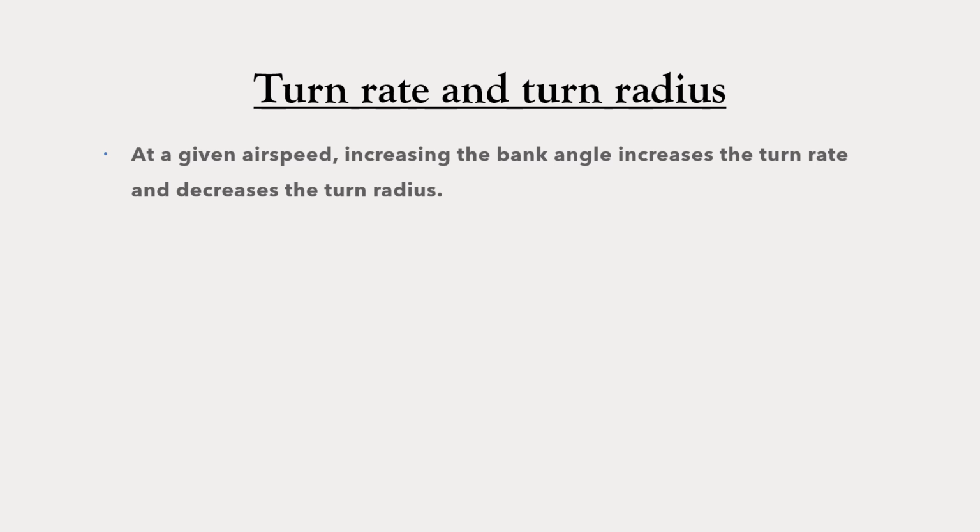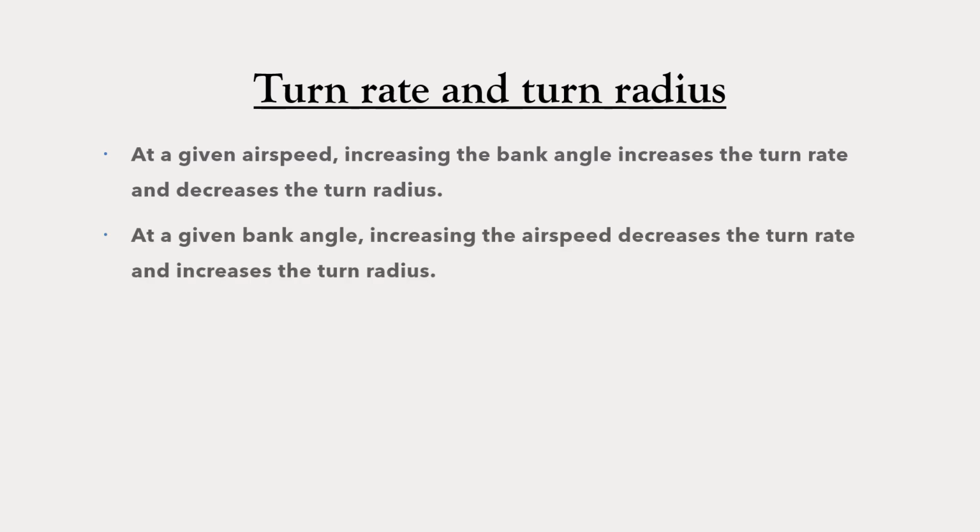At a given airspeed, increasing your bank angle will increase your rate of turn and it'll decrease your turn radius. Also, at a given bank angle, increasing your airspeed will decrease your turn rate and increase your turn radius. So if you want to make a tighter turn, you've got two different choices. You can either choose a higher bank angle or you can choose a lower airspeed. Both of those things will tend to move you closer to a stall condition.